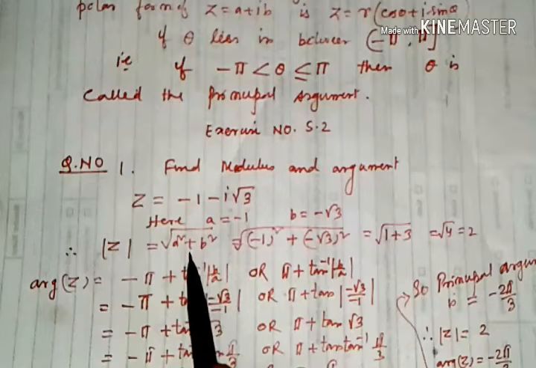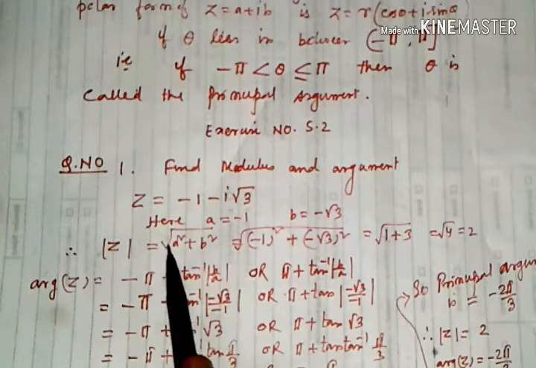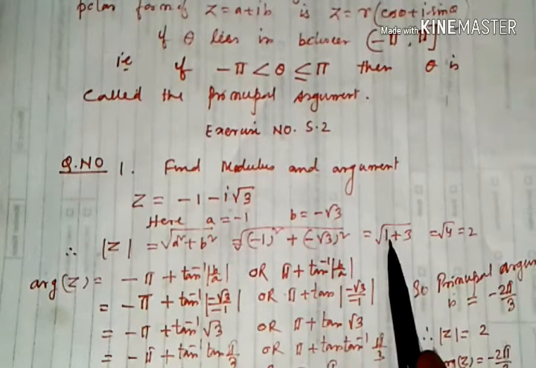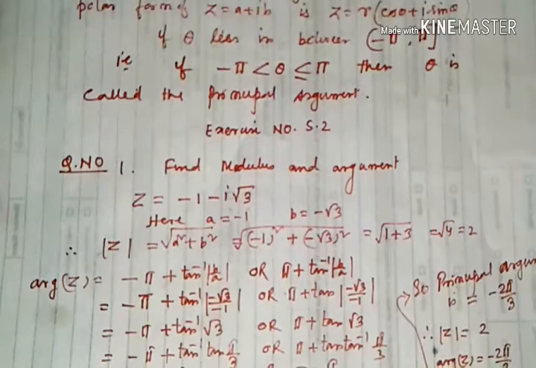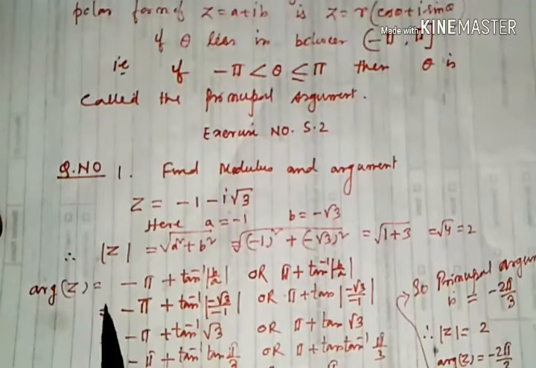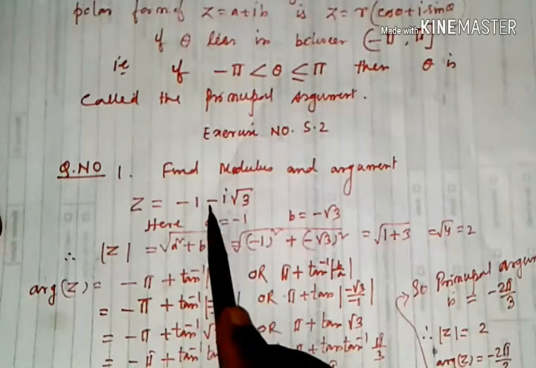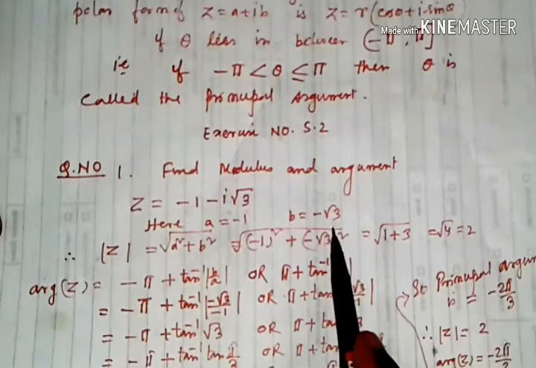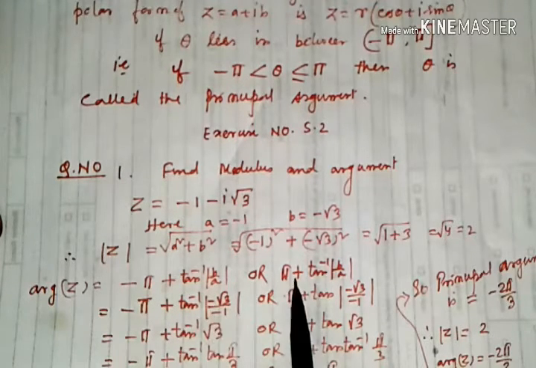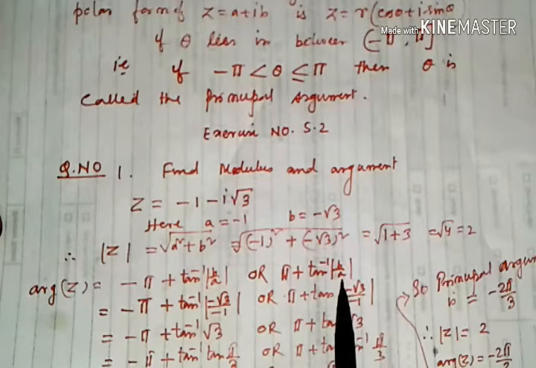Now modulus of z is equal to the square root of a square plus b square, putting the values of a and b: minus 1 square, 1 plus 3, that is 4. Next, what is the argument of z? Here a is negative and b is negative, so it lies in the third quadrant. In the third quadrant, as I discussed last class, the argument is minus pi plus tan inverse b by a, or pi plus tan inverse b by a.